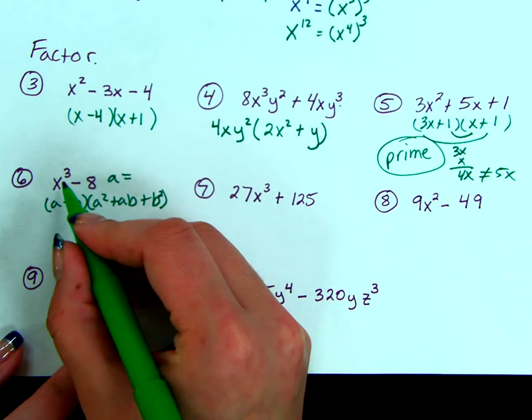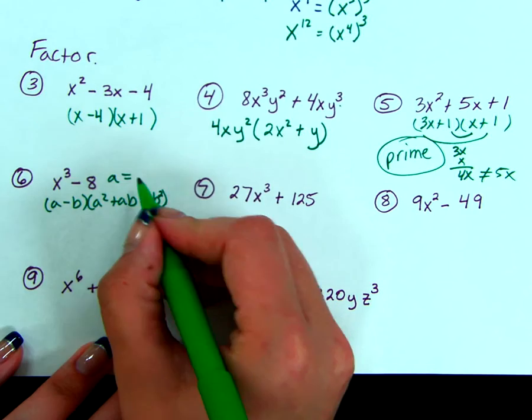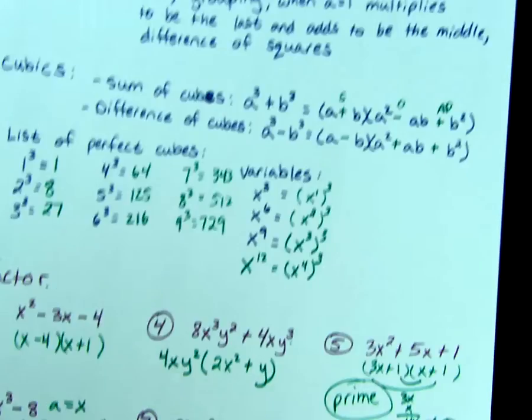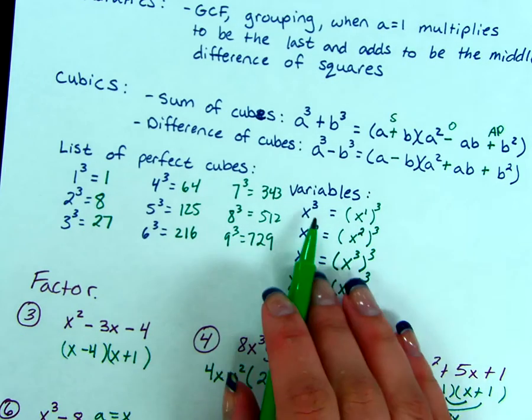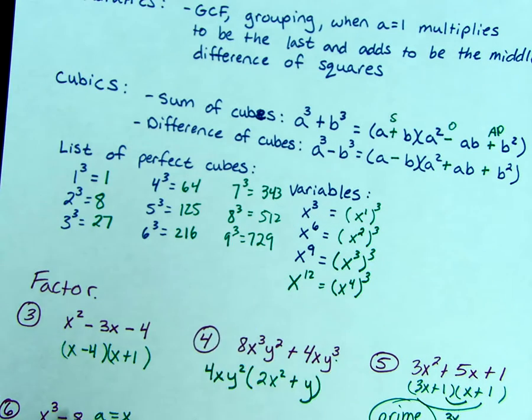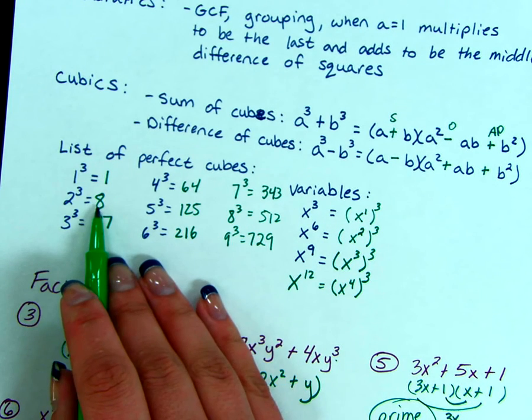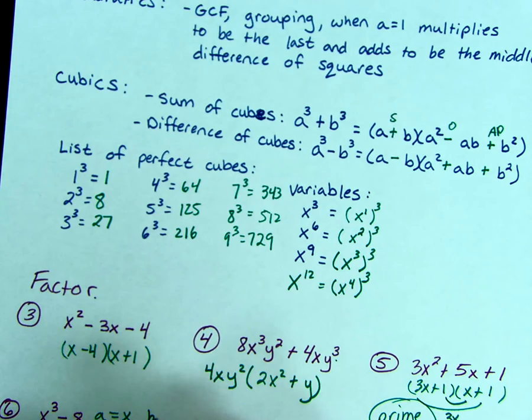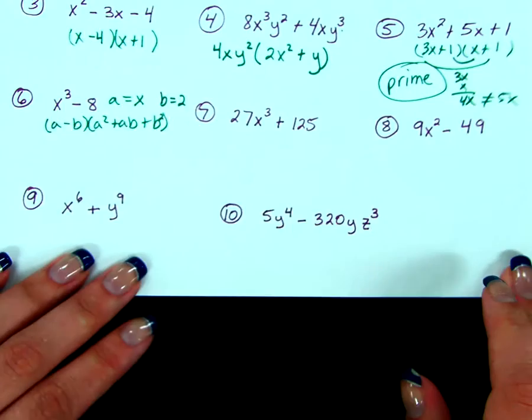So to get a, we take the cube root of the first term. So the cube root of x cubed is x. And again, I'm getting these numbers from that list that we created. So if we have x cubed, x to the 1 is our perfect cube. And then 8, so here's my 8. So the cube root of 8 is 2. So our b value is 2 for this problem.